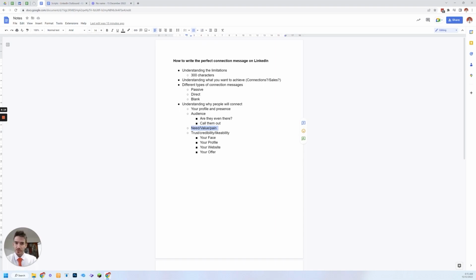What values can you provide? And what pain do they have that you can solve? That is very obvious that when you try to connect with them, they're going to want to connect with you, because they see that you can do that, and you can build trust, credibility, and likability around this idea.